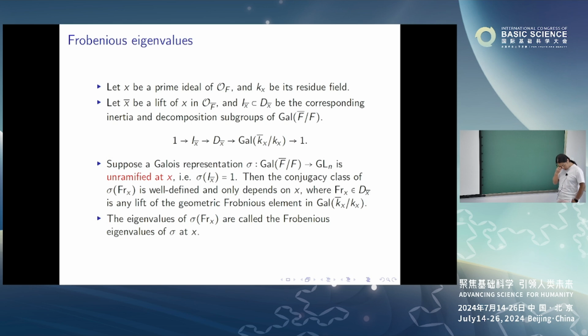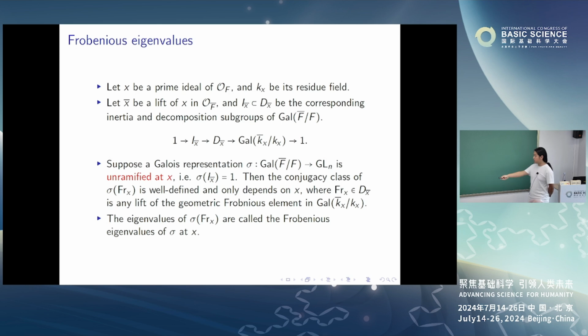We start from the Galois side and introduce the Frobenius eigenvalues for Galois representations. There are some notations, but the idea is this: you consider a local place, in other words, a prime ideal of the ring of integers O_F, call it x, and you consider a lift x bar of x inside the ring of integers in the algebraic closure F bar. Then you can consider several Galois groups. You can consider the Galois group of the residue field, which is isomorphic to Z hat. You can also consider the decomposition group, a subgroup of the absolute Galois group of F, which is the group that fixes this x bar. You can also consider the kernel of this map, which is the inertia group.